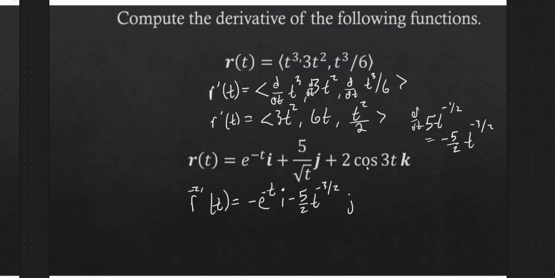And finally, derivative of cosine of 3t, right? Chain rule, the 3 is going to pop out, so we'll have 3 times, what's the derivative of cosine again? Minus sine. So I'm going to have minus 3 sine of 3t. And that's in the k direction.